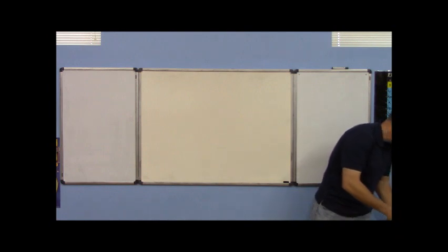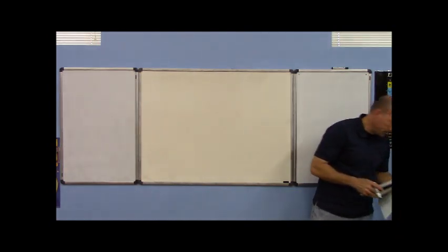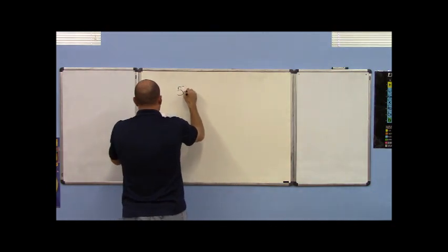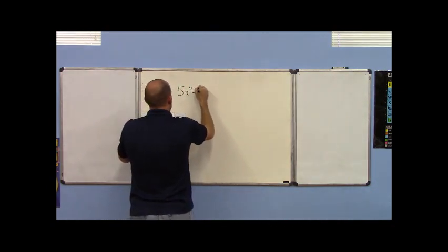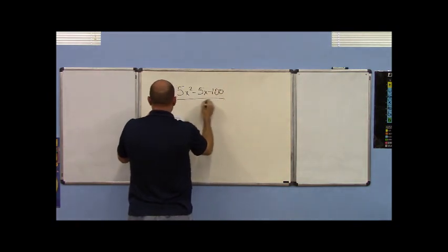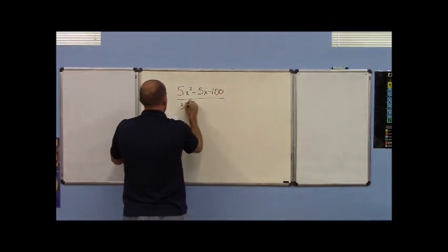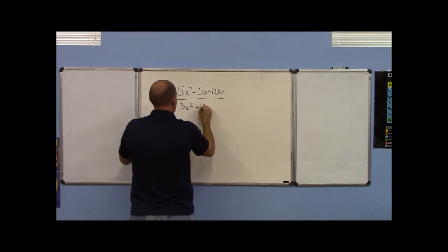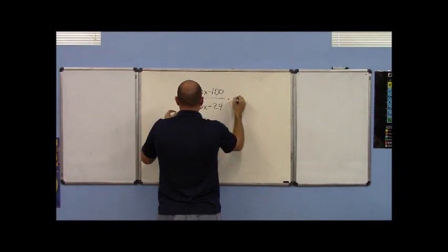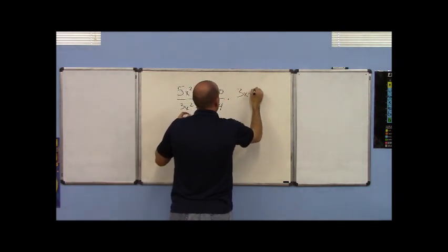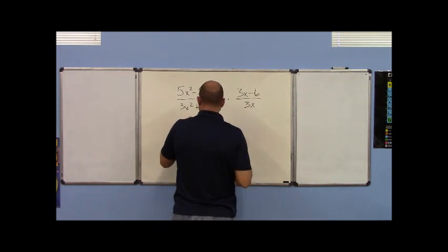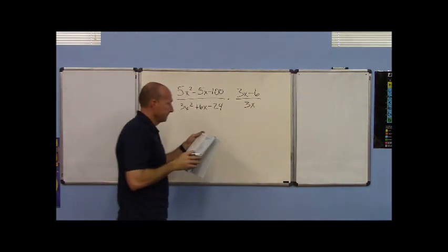So let's look at example number 1. We have 5x squared minus 5x minus 100 over 3x squared plus 6x minus 24 times 3x minus 6 over 3x. All right.